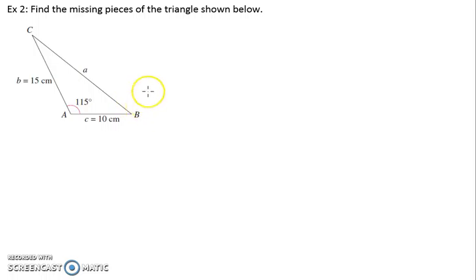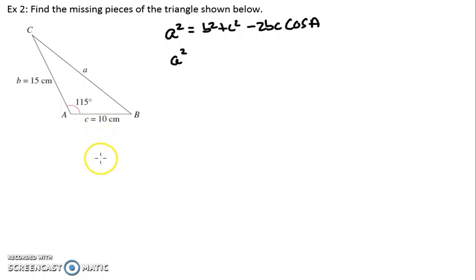So if we think about what the law of cosines says, it says a squared equals b squared plus c squared minus 2bc cosine a. And you don't have to have these memorized. I'll give these to you on any sort of assessment. So we know that a squared is going to be equal to that, so we can just plug in what we know about b, c, and cosine of A. So if you plug in 15, 10, and 115 degrees, a squared is going to be approximately equal to 451.79.